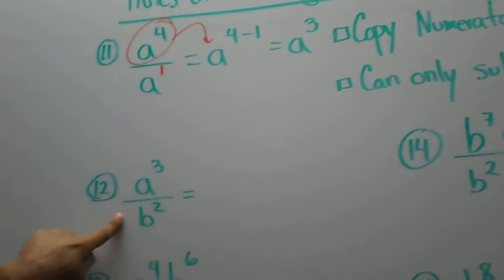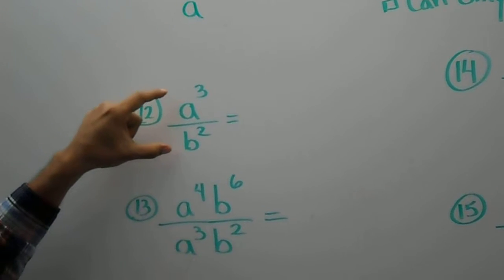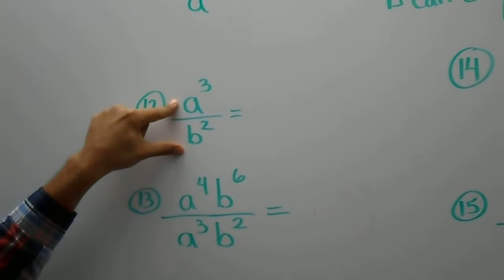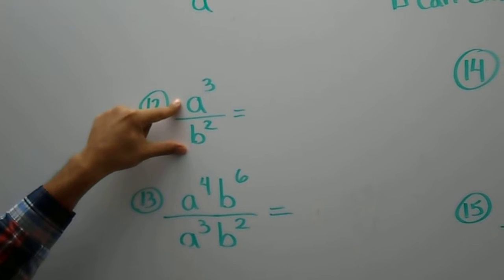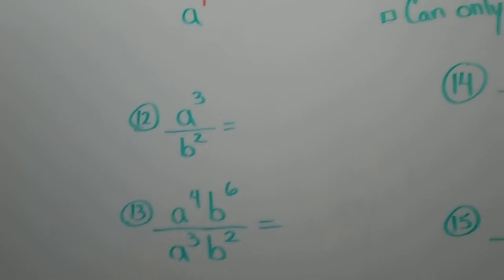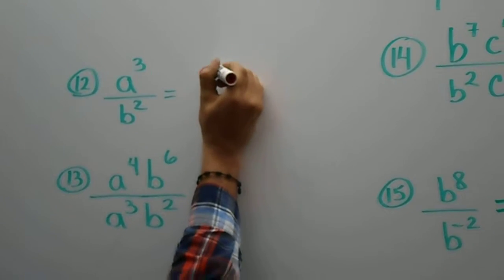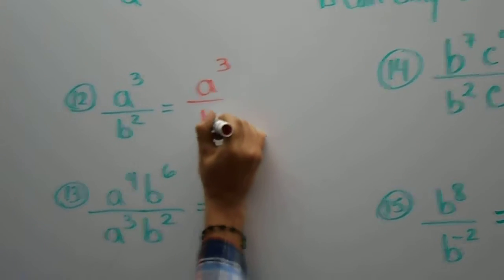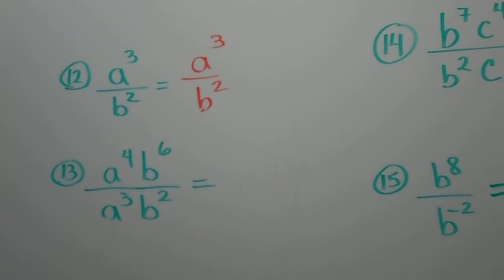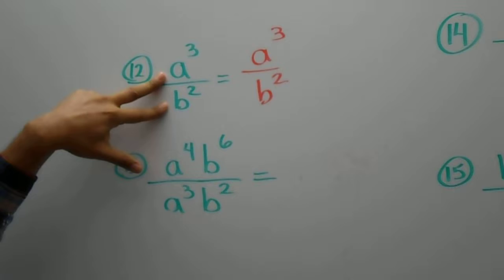So let's look here. Notice that these guys have different bases. Therefore, you cannot do anything to it. So this remains a cubed b squared. You can't subtract it because you have different bases.